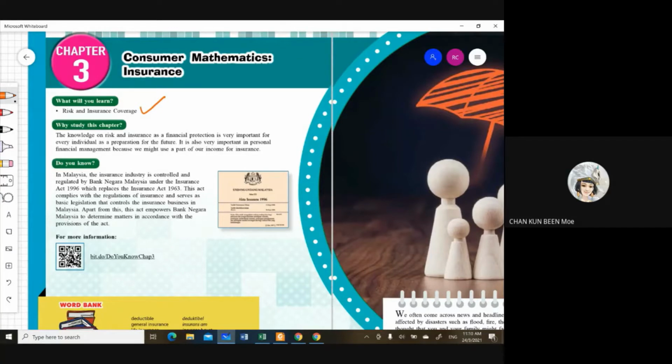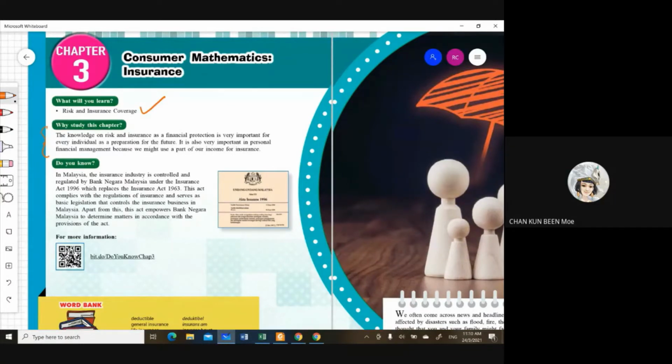But another two things that for sure you are going to buy is car, right? So you must insure your car. And then the second thing is your property. If you are going to buy a house or anything, you are going to insure your house too. So let's see what is the reason stated over here.